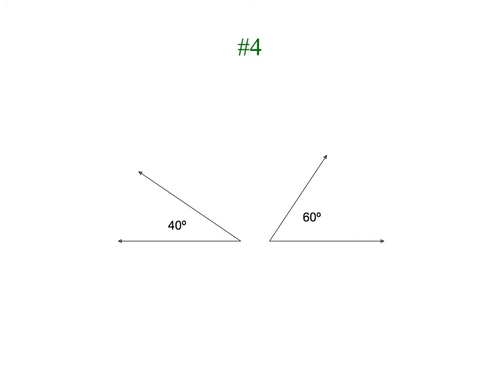Alrighty, what about this one? Remember, you need to add it up and see what it makes, and then you can work out whether it's complementary, supplementary, or vertically opposite. And it is none of the above. 60 plus 40 is 100. Does not add to 90 and it does not add to 180. So it is none of those.